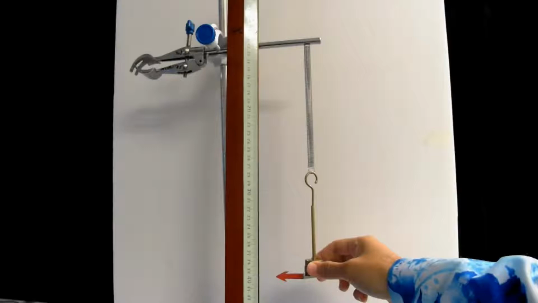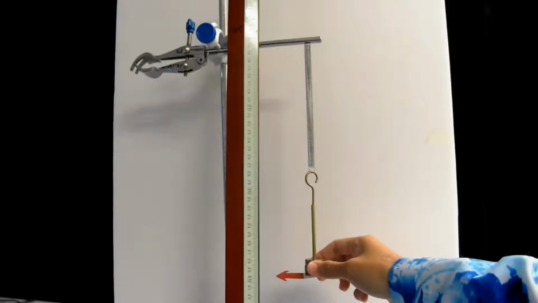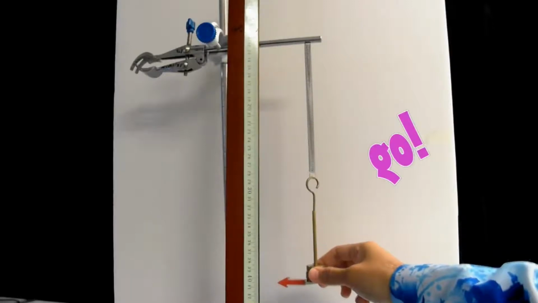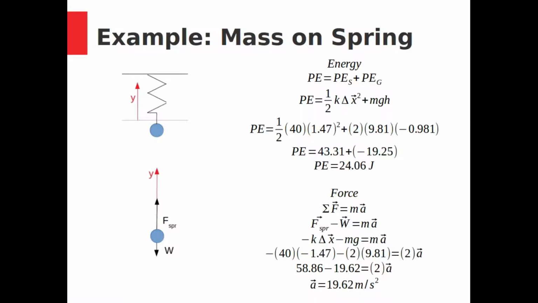In an earlier video, we showed what would happen if you then further stretched the spring. For our example, we will stretch the spring by an additional 0.981 meters for a total stretch of 1.47 meters. We can calculate the potential energy due to gravity, as well as that due to the spring. Since the object is not moving at this point, the kinetic energy is obviously zero. So the total energy is the potential energy, which is 24.06 joules. But this time, we will analyze it in terms of forces and kinematics as well.